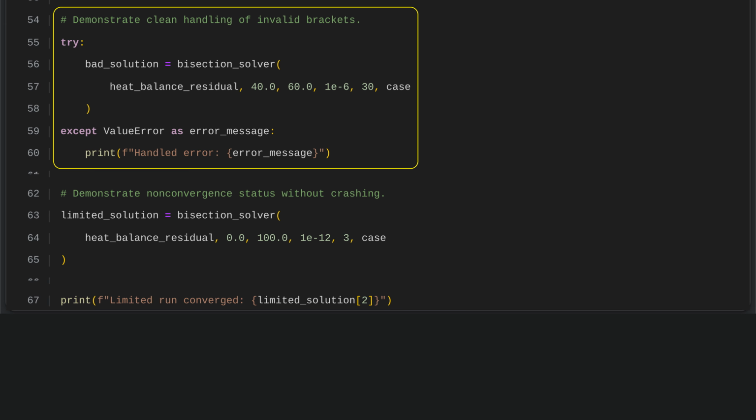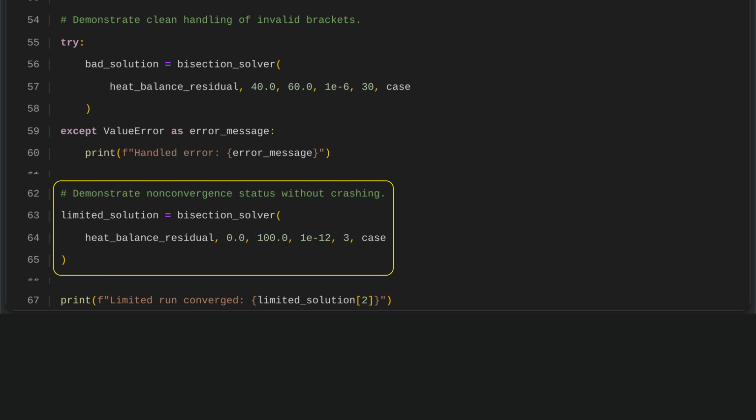This example shows how the program handles invalid input ranges without crashing. It tries to use the bisection solver on a heat balance residual function, but the chosen bounds may not contain the required sign change. If that causes a value error, the program catches it and prints a handled error message. This keeps the program running smoothly even when the initial solver inputs are invalid.